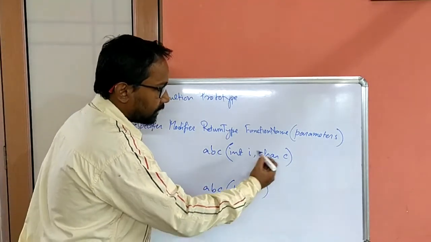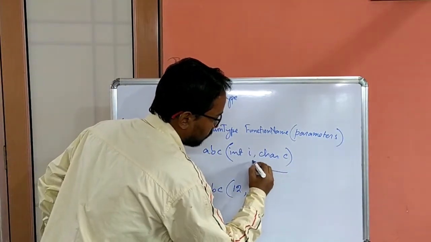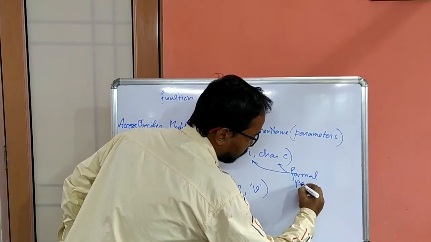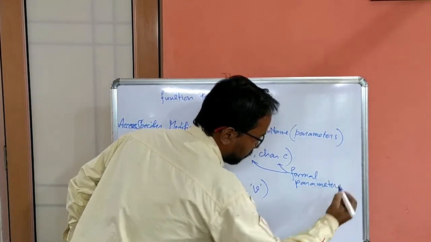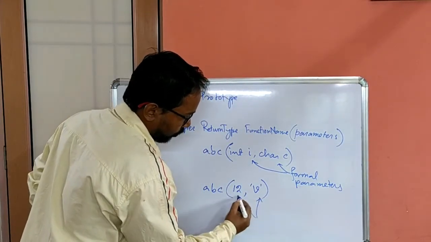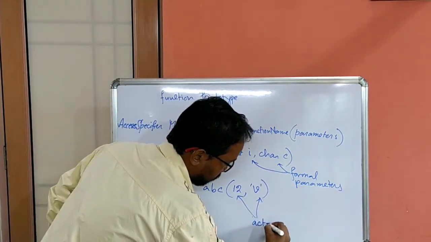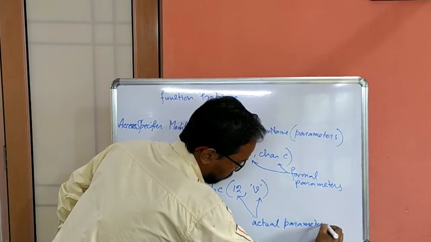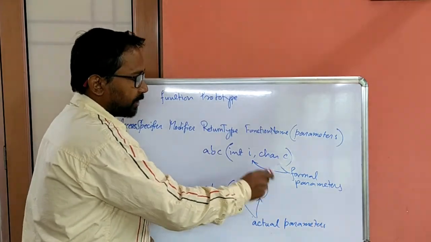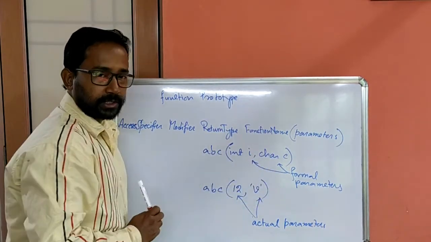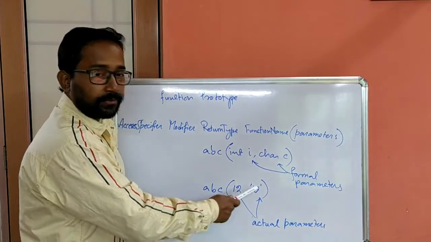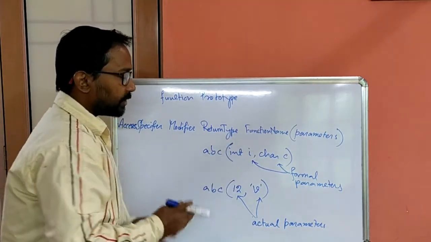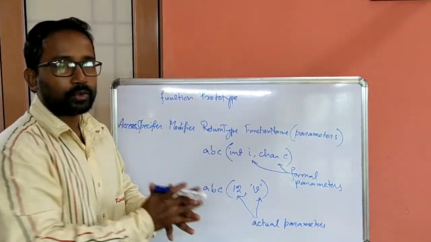So these 2 are parameters, these 2 are also parameters. These 2 are called formal parameters. And these 2 parameters are called actual parameters. Formal parameters are the parameters that appear in the function definition statement, whereas actual parameters always appear in the function call statement. So actual parameters send values to the formal parameters, and the formal parameters are the parameters through which the function will receive values from its call.